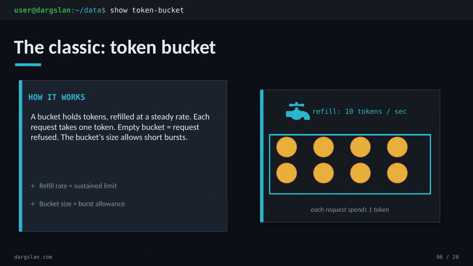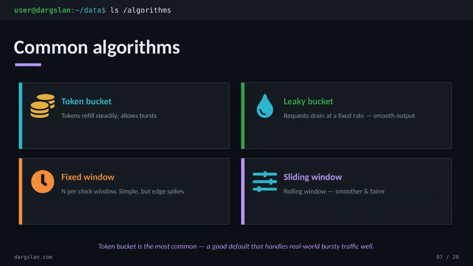So how does a limiter actually decide who's over? The most classic approach is the token bucket. Picture a bucket that's slowly refilled with tokens at a steady rate, say 10 per second. Every request that comes in spends one token. If there's a token available, the request passes. If the bucket's empty, it gets refused. The elegant part is that the refill rate sets your sustained limit, while the bucket size quietly allows short bursts when traffic spikes.